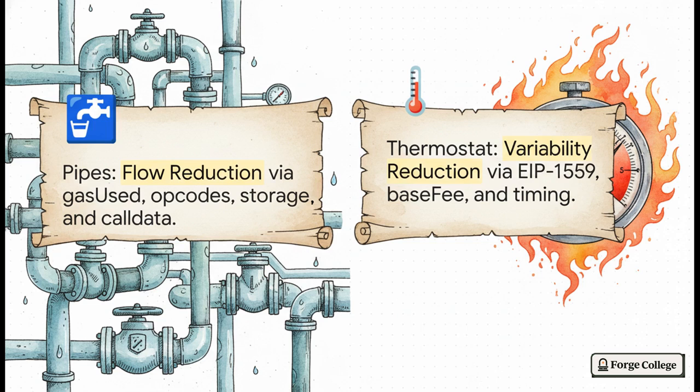But on the right side, we have the thermostat. This is variability reduction. This represents the dynamic network pricing, things like the EIP-1559 base fee, priority fees, and the timing of your transaction. You can't control the network's thermostat. You can only adapt your contract's sensitivity to handle it.